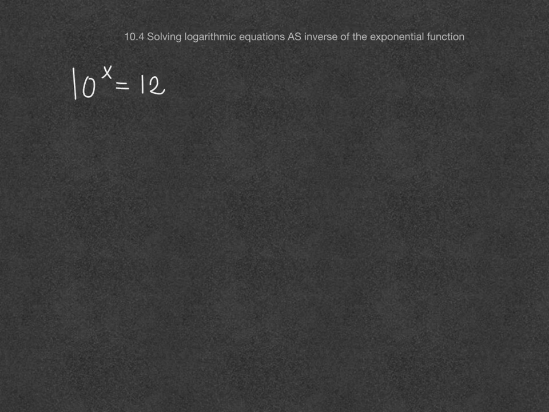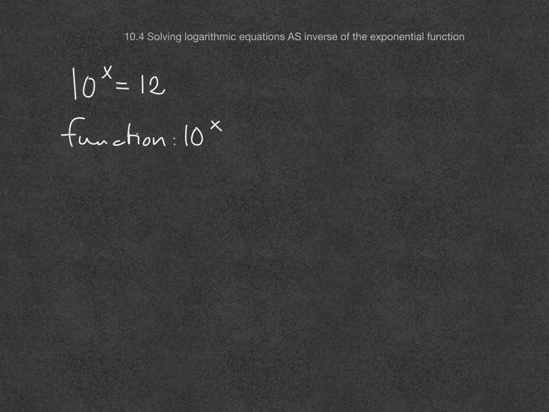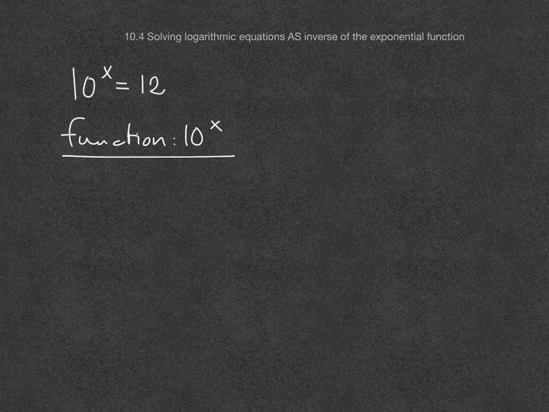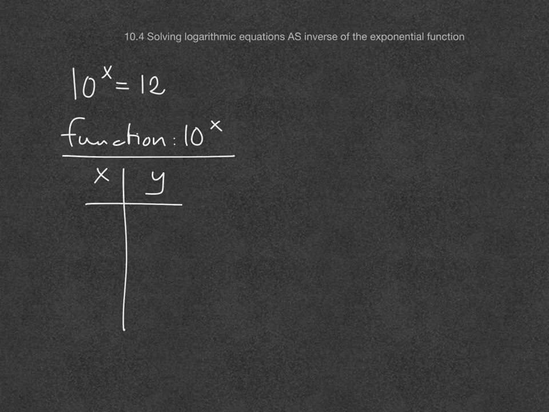Now, if we were to write a very short value table for this function, we have the function 10 to the power of x, and that means that 12 is one of the function values. So if we have a list of values, a value table like this, then when x is x, then y is 12, right?